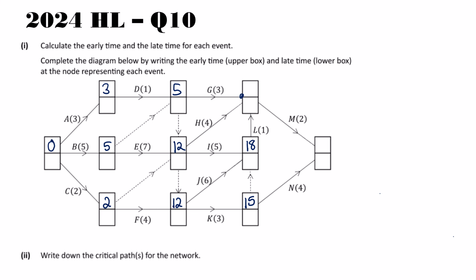And then here we have 3. We can now fill that in. If we're going from G, I have 8. From H, I have 16. And from L, I have 19. So 19 is the biggest number of those.